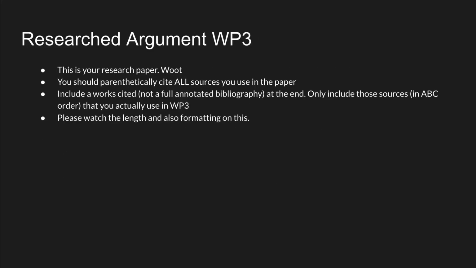Once you have your sources together, we write the research paper. WP3 is the research argument. This is it. You need to include parenthetical citations for every source you use. You also need a works cited at the end. Go back to your annotated bibliography, figure out which sources you're actually going to use in the paper, use them, and include a works cited. The works cited is just the sources alphabetized as the final page of your WP3. It is not the full annotated bibliography. Okay? They do go in alphabetical order again.